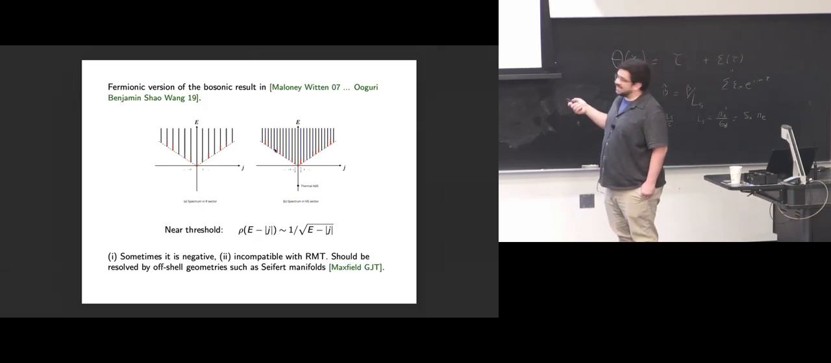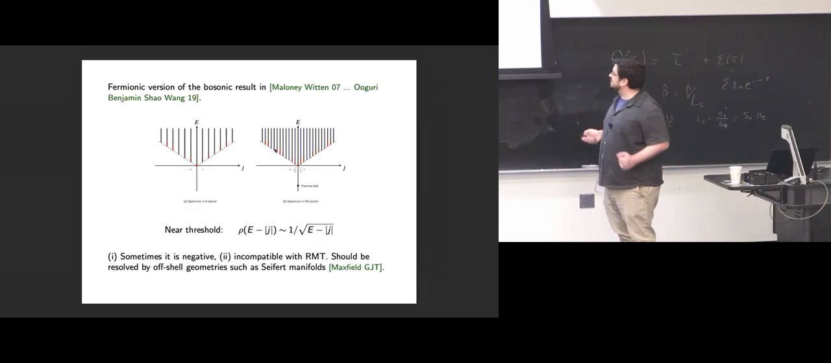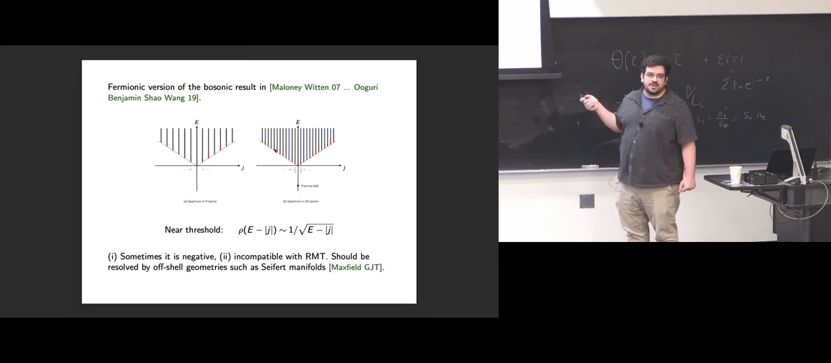Now, sometimes this is phrased as being a problem because it's negative. I would like to stress, at least based on discussions with people, that even if this coefficient was positive, the fact that this is a 1 over square root is already inconsistent with random matrix theory. You would expect the square root edge given the symmetries, not a 1 over square root edge.